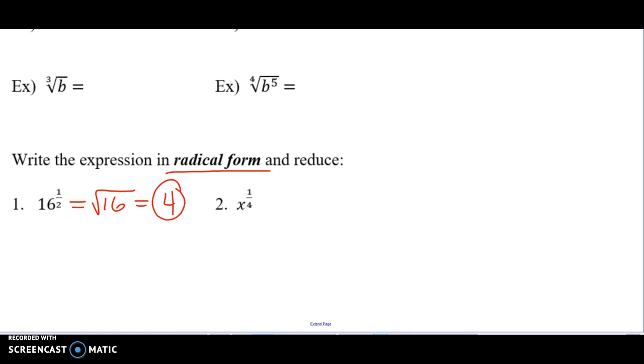Okay, where does the 4 go if I want to write it as a radical? The number on bottom becomes the root in front. So this is the 4th root of x. And there's nothing to simplify there, so we're done with it, but at least you convert it to the other form and write it as a radical.